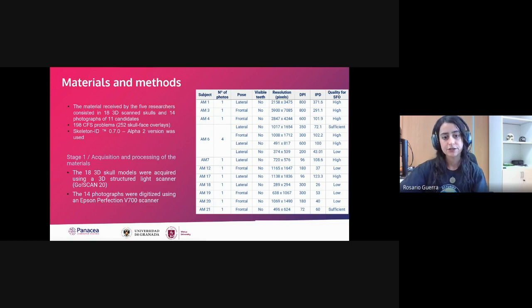The table that you see here contains information about the resolution and the quality for skull face overlay, or craniofacial superimposition, of the photographs that were used in this study. I would highlight that, as you can see here, there was only one subject for which we had more than one photograph. For all the rest, we only had one photograph, mostly frontal photographs as well, which are not the most informative. And also that the quality of some of these photographs was particularly difficult in those cases in which there's only one photograph for the identification; sometimes they were also very low quality. Of course, these were photographs from the 19th century.